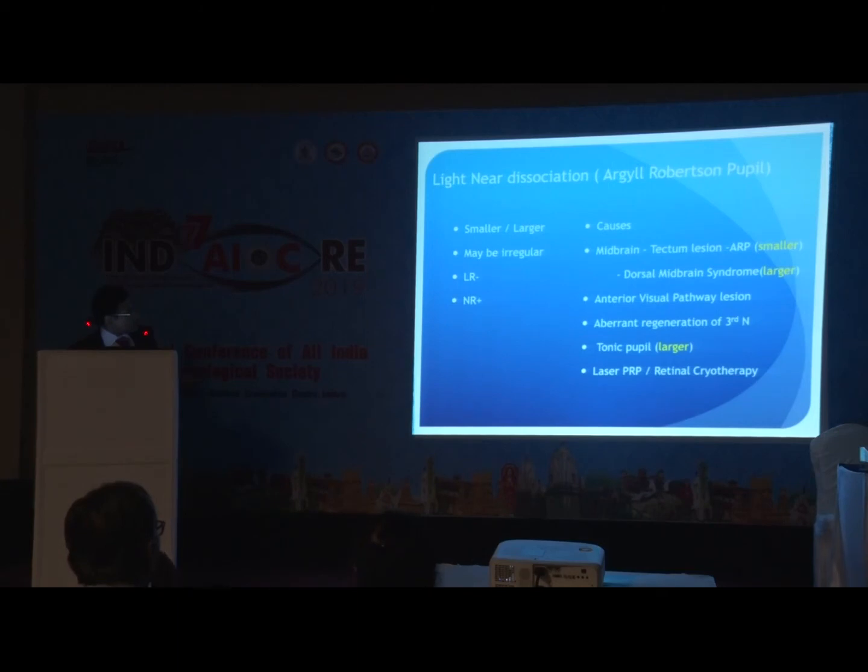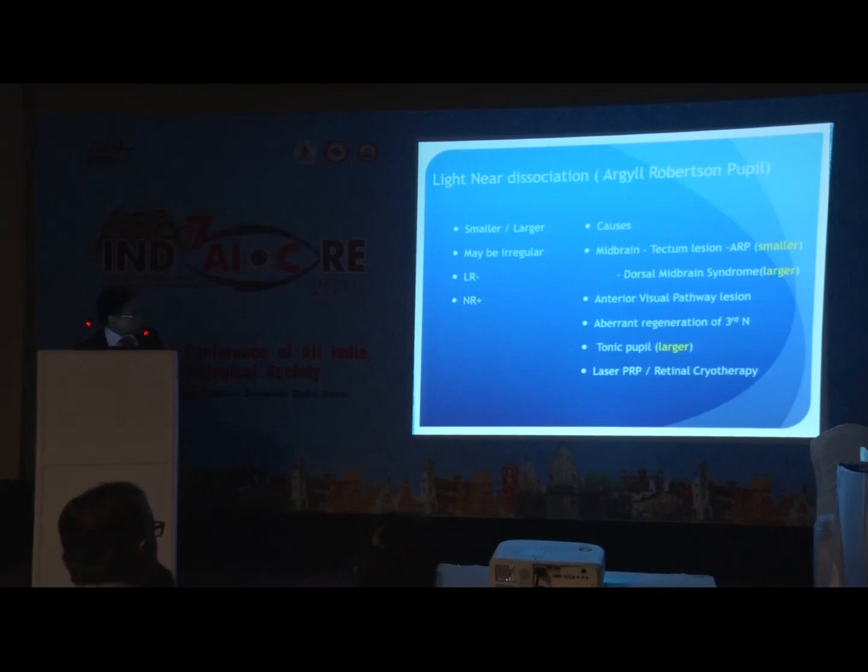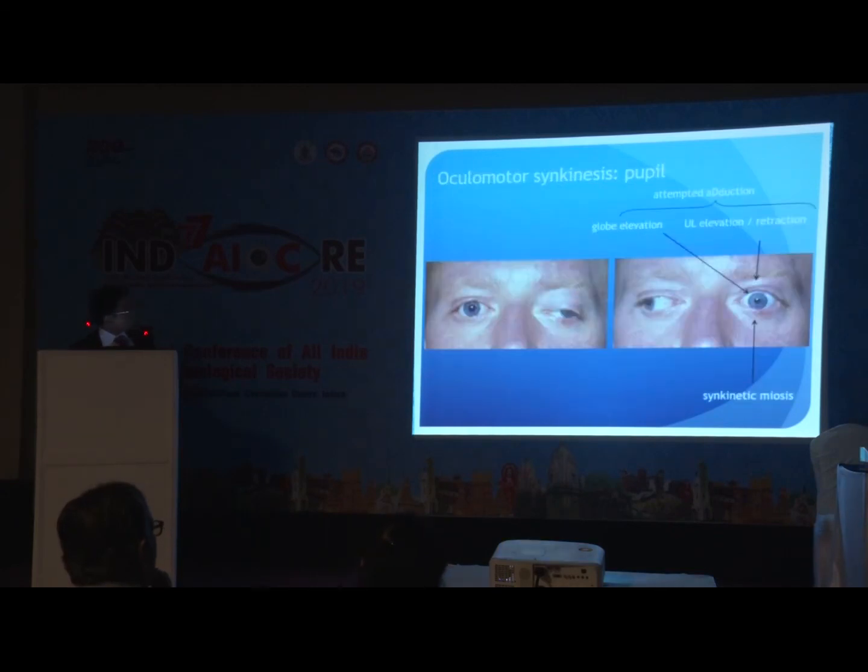It can also be due to an anterior visual pathway lesion or aberrant regeneration of the third nerve, which simulates Argyll Robertson pupil, and I'll show you an example of that. Extensive laser or retinal cryotherapy can also cause this. And a tonic pupil, if the near reaction is present, obviously an Adie's pupil can also have the same features.